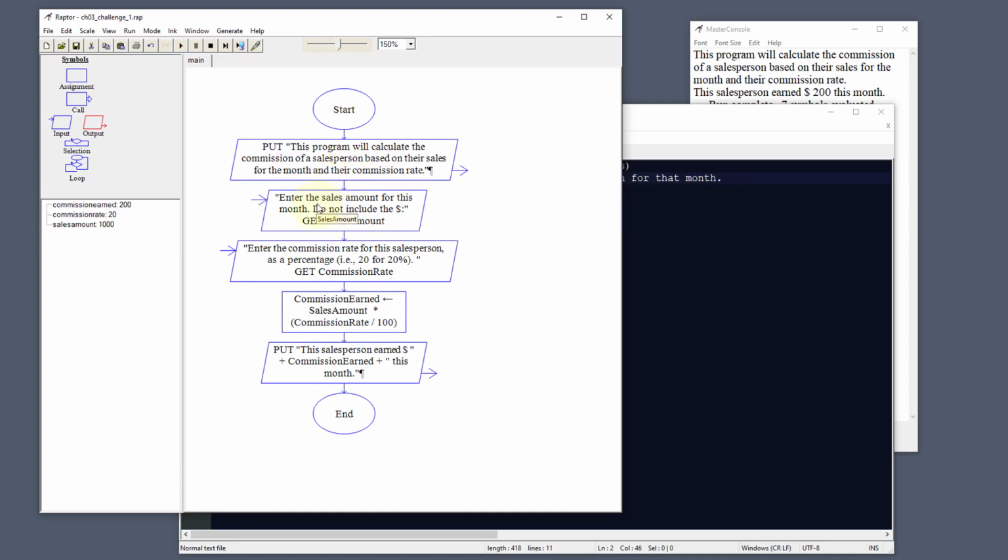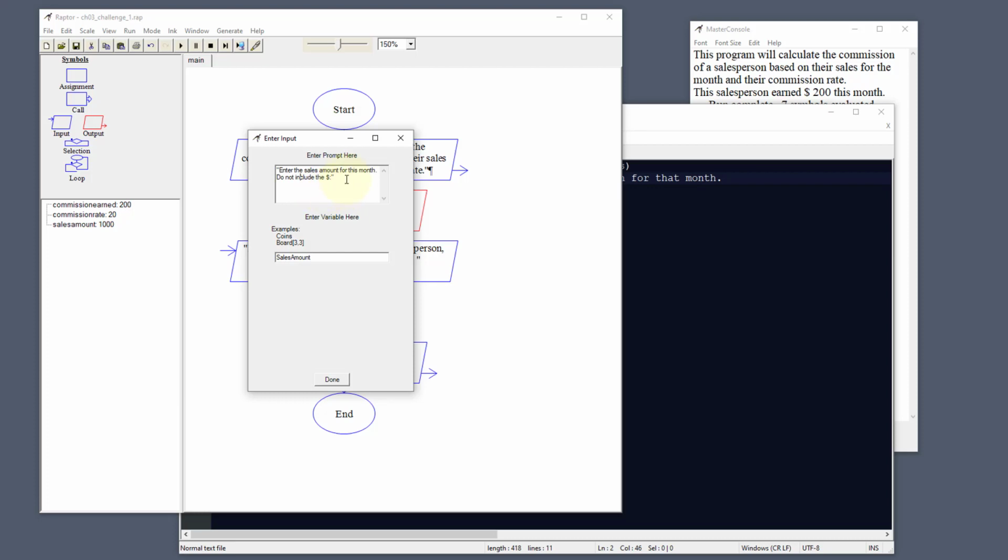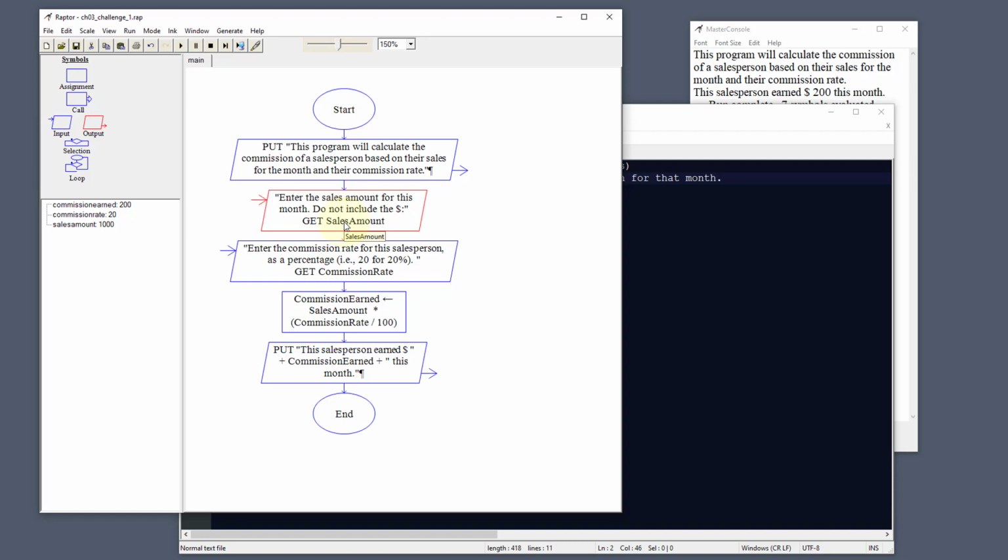And then we're going to do an input from the user. We're going to ask the user to enter the sales. Let me go ahead and open that up here. We're going to say enter the sales amount for this month. Do not include the dollar sign. And you might say enter the sales amount without decimals, or just enter a whole amount, but for this exercise, this one will work.